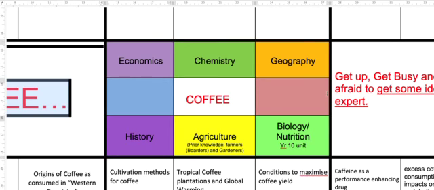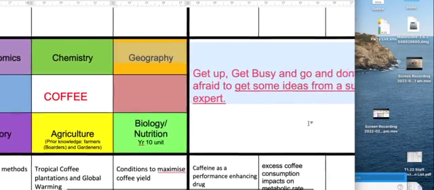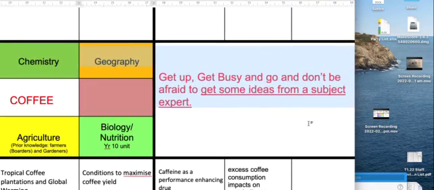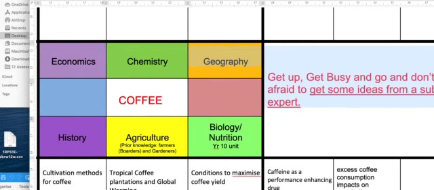So the way that we pull that together in the research project is to say, let's apply the idea of our expertise, get up, get busy, and go, and don't be afraid to get some ideas from a subject expert. What does it actually mean? It means that we should pursue whatever avenue we can to start to populate these Lotus diagram headings.